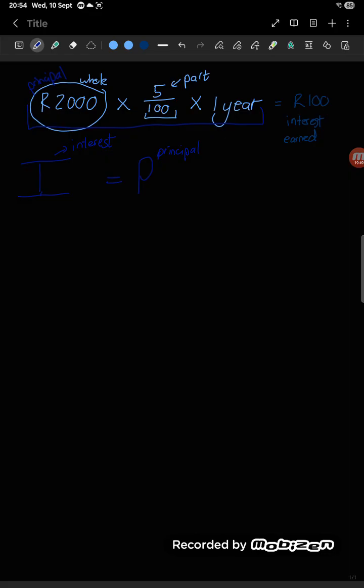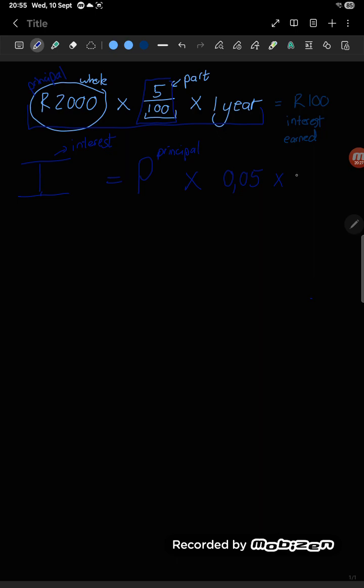Then times, and I have an interest rate. My interest rate I can either times by 5 over 100 or I can times by 0,05. But whether you use 5 over 100 or 0,05, if you're turning this into a decimal, make sure you got the right decimal. If I say 0,5, I'm saying it's 50%, then you're making 1,000 rand. The bank made a boo-boo. Okay, so then times 1 year.